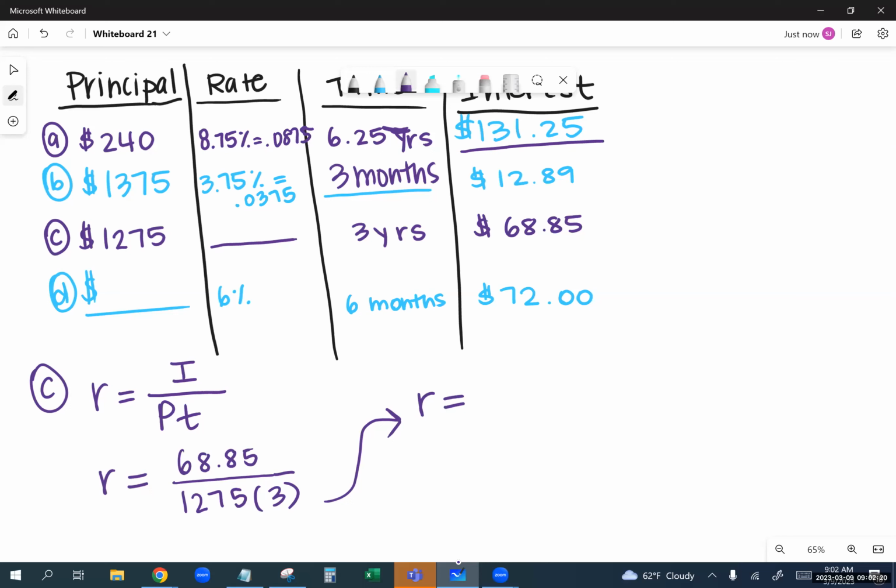What I got, what did you get, Peter? 0.018, but this is rate. So what do I need to do? Because that's a decimal, I need to convert to a percent, which we know what to do there. You just move the decimal 2 times to the right. So my rate is 1.8.